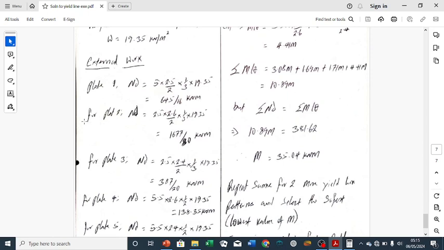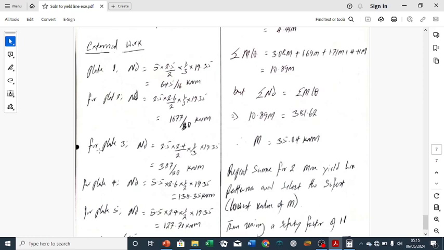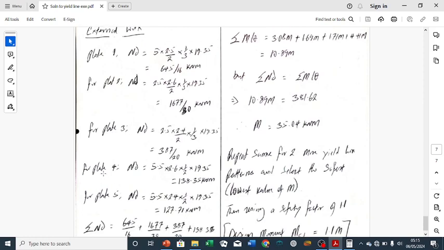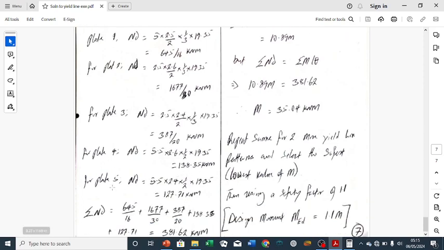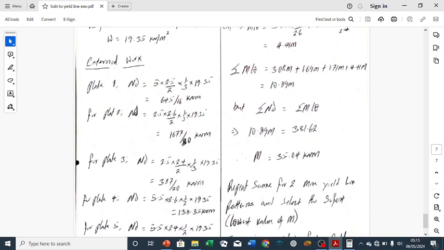So we calculate for plate 2, we calculate for plate 3, we calculate for plate 4 and plate 5, taking note of their shapes. So having done that, we now come to calculate the sum of external work done, that is summation N delta, which is this for plate 1, plate 2, plate 3, plate 4, plate 5, and that gives us 381.62 kilonewton meter. That is sum of energy for all the plates.